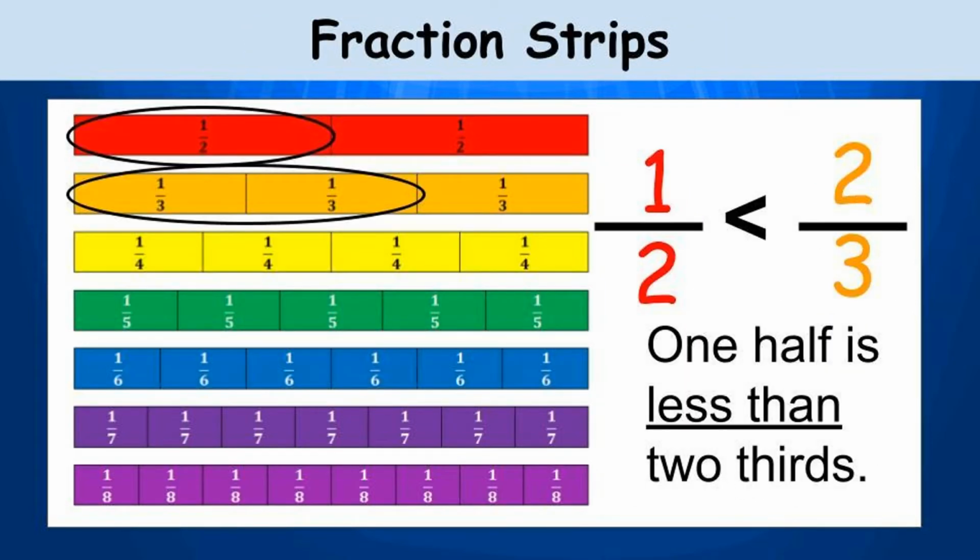The next math strategy that we're going to use to compare fractions are fraction strips. Since we're comparing 1/2 and 2/3, I circled 1/2 on the fraction strip. It's red. I also circled 2 orange strips since 1/3 plus 1/3 equals 2/3. We can easily see that 2/3 is the greatest, so we use the less than sign. 1/2 is less than 2/3.